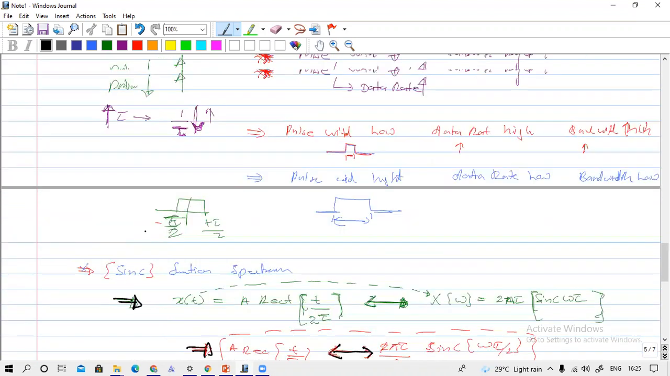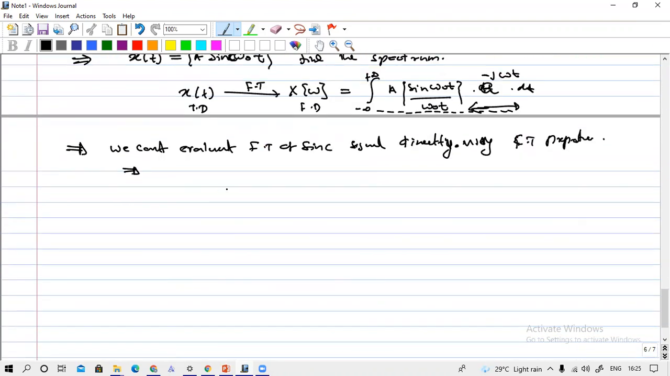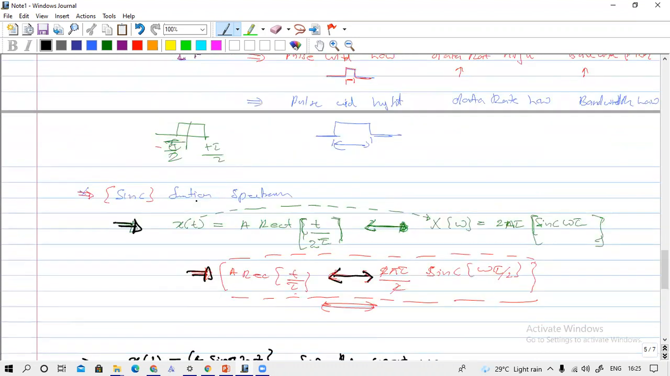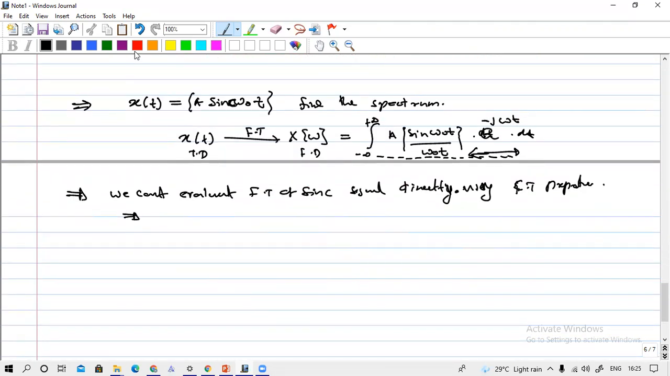You already know, I think you can remember, that for a rectangular pulse, the Fourier transform is a sinc pulse like this. We should know this. And we have one property called the duality property.